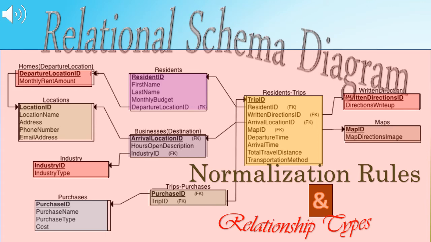So the first tables are residents and resident trips, and this is a one-to-many relationship, because a single resident will go on many trips.